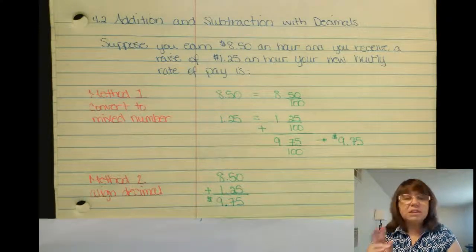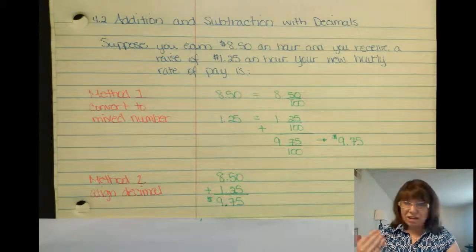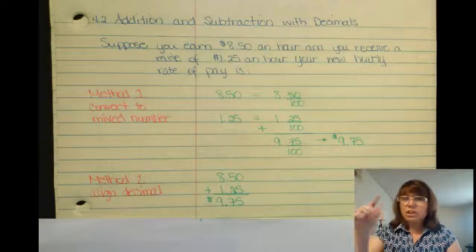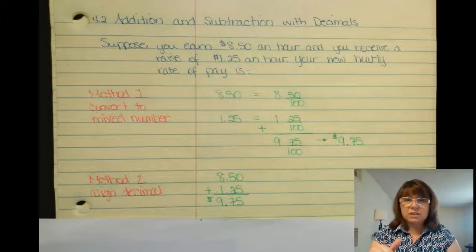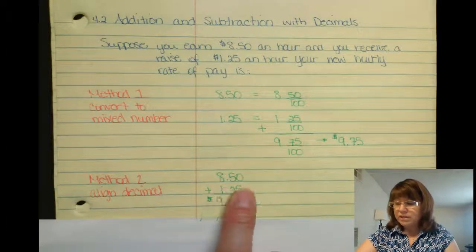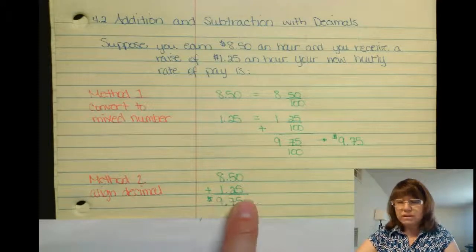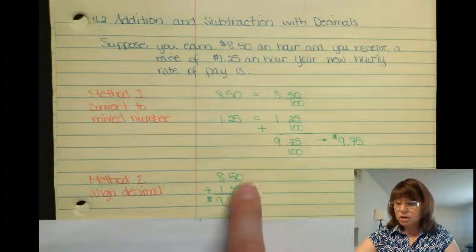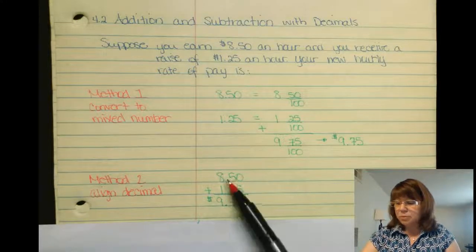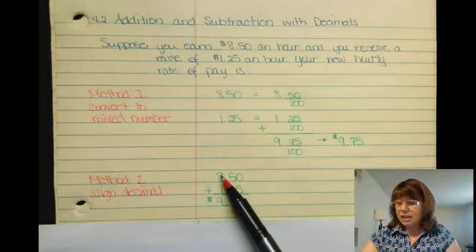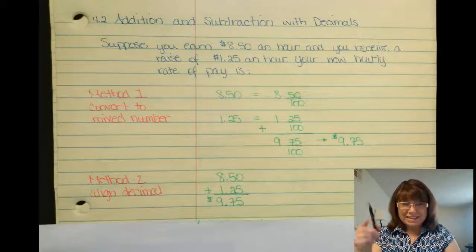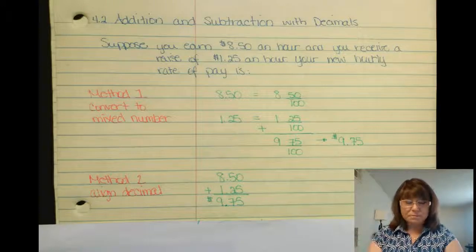Now, method 2, I think, is a lot faster. What you do is you just line up the decimal and then you add like normal, bringing down the decimal exactly where it is. So 8.50, 1.25, line up the decimal, 0 plus 5 is 5, 5 plus 2 is 7, bring down the decimal, 8 plus 1 is 9. That's it. All you need to do is line up the decimal.